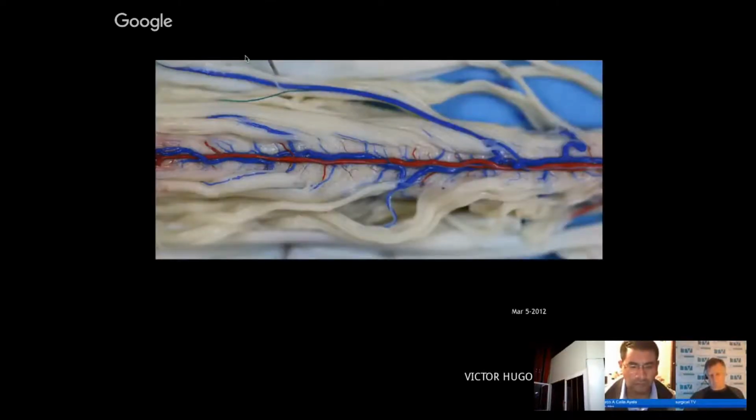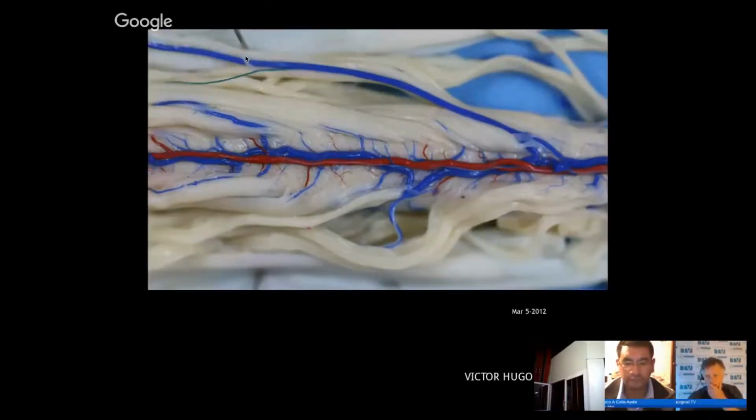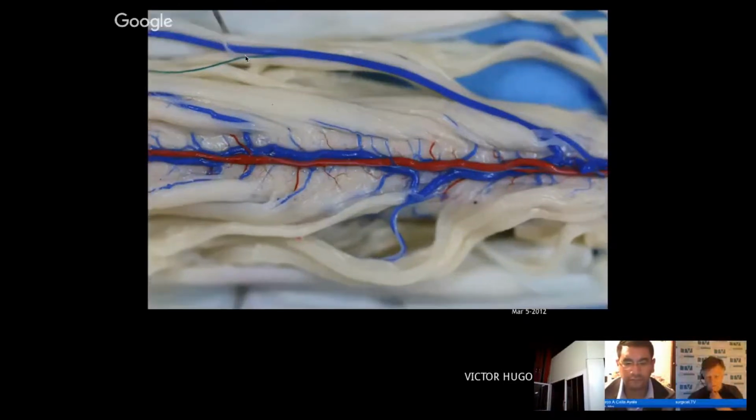Look at these pictures. It's really beautiful. The vein. We can see a great anterior vein. Beautiful, beautiful, this picture. The vein and also the artery.